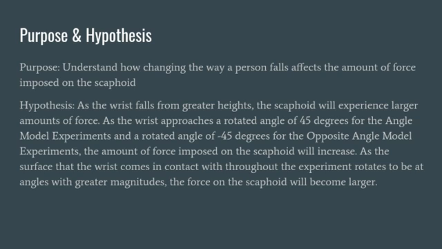And so the purpose of my research was to understand how changing the way a person falls affects the amount of force imposed on the scaphoid, a tiny bone in the wrist that is responsible for many fractures from falls. There are three main hypotheses.